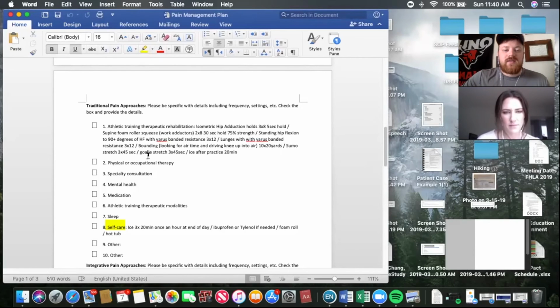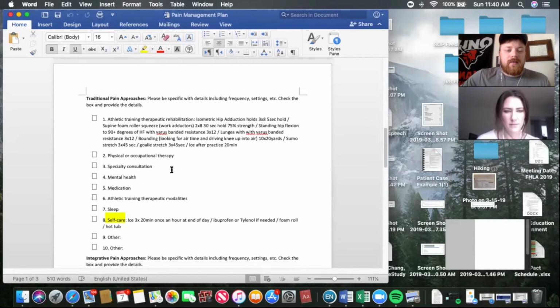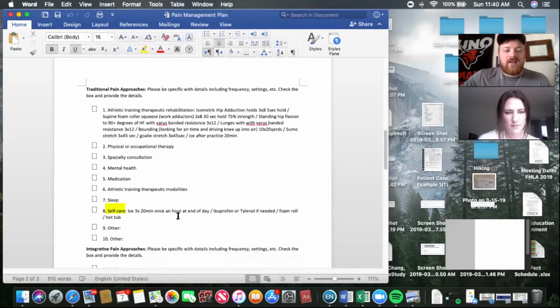And then just a sumo stretch, goalie stretch, and just icing after practice. And then with self-care, again, just kind of getting him an icing regimen, three times, once an hour, ibuprofen, Tylenol if needed, and then foam roll or hot tub if he wants to. So kind of just a relaxing thing there.